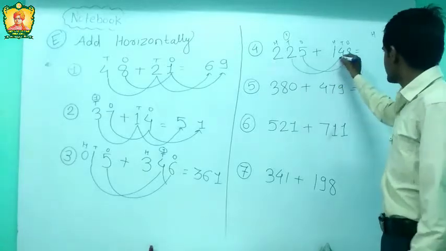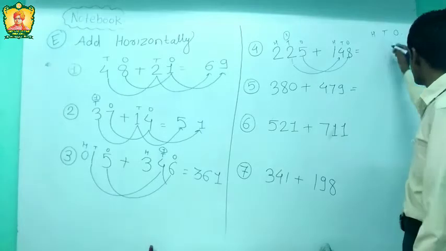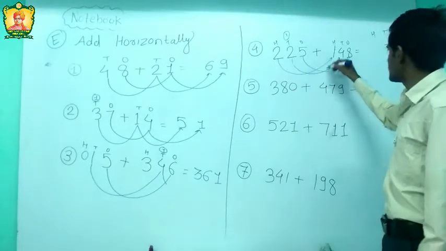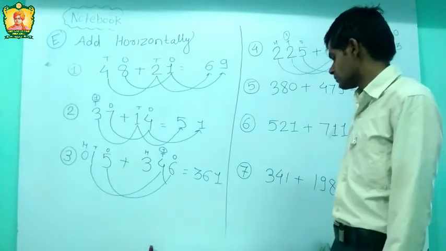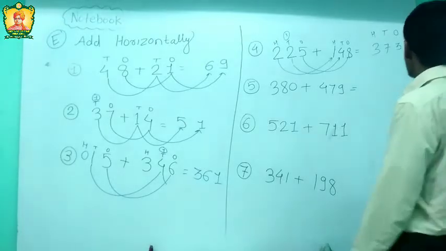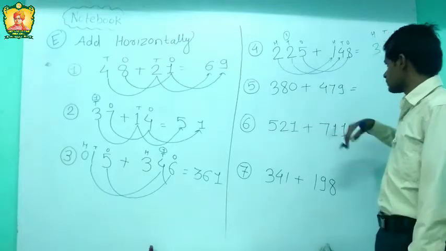Now add the digits at the 10th place. 4 plus 2 gives us 6, and 6 plus 1 gives us 7. So I will write 7 at the 10th place. Now add 2 plus 1 gives us 3. So that is 373. 373 is the answer of the fourth question. Let's solve the next question now.